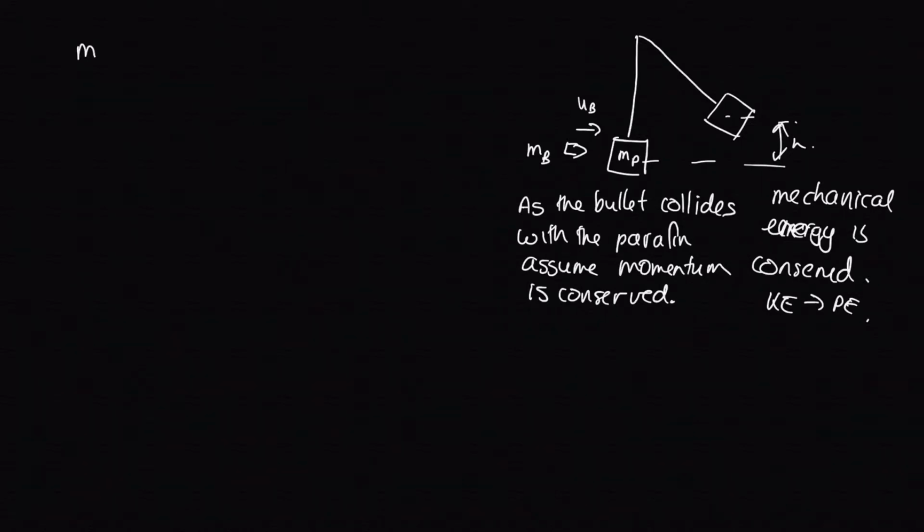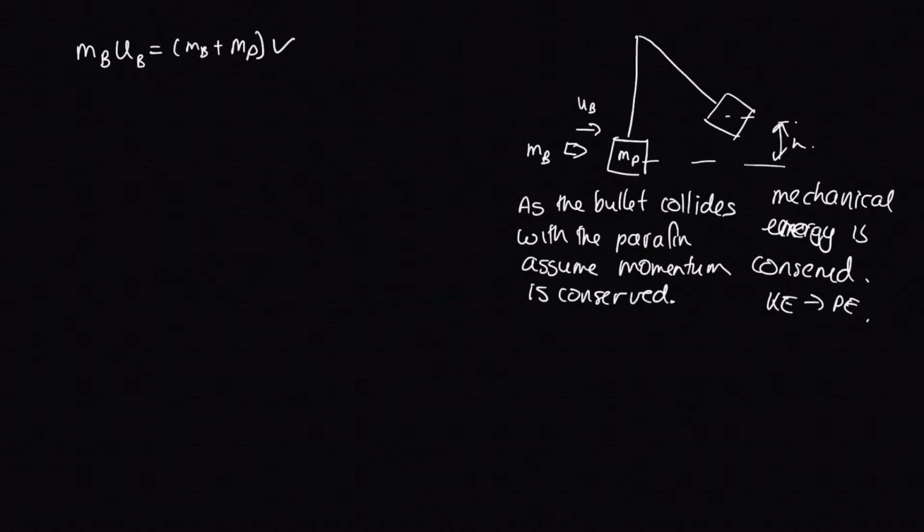So the initial momentum is given by the mass of the bullet times the speed of the bullet, and this is equal to the final momentum of the bullet plus the paraffin. So mass of bullet plus mass of paraffin times the final speed. This gives us the speed just after the bullet has embedded itself in the paraffin. And now we consider the second part, where they're moving together as one object and energy is conserved.